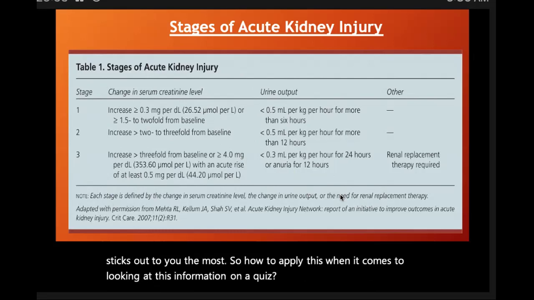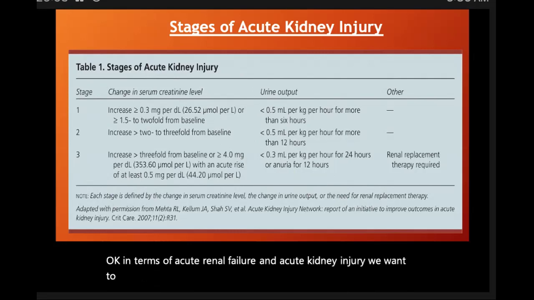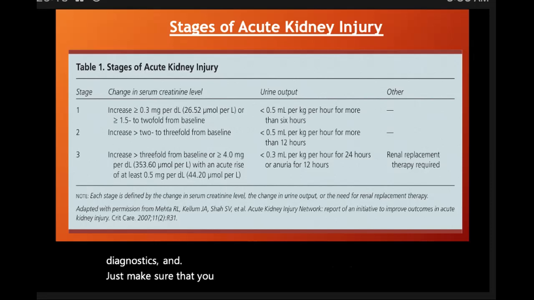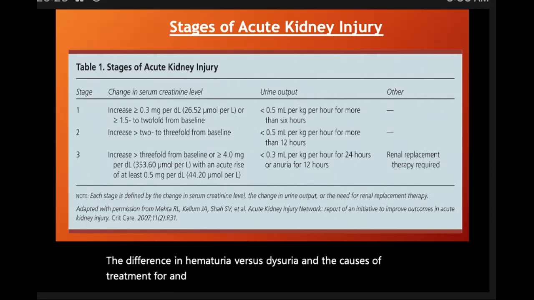In terms of acute renal failure and acute kidney injury, we want to make sure we're looking at clinical manifestations, presentation, and diagnostics. Just make sure you're also conscientious of the differences between hematuria versus dysuria, and the causes, treatment, and diagnostics.